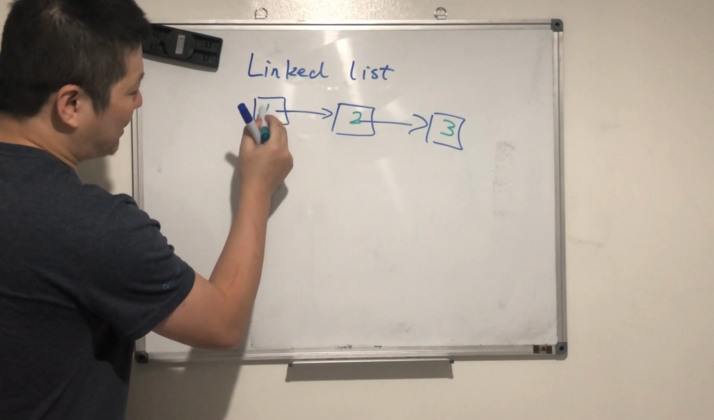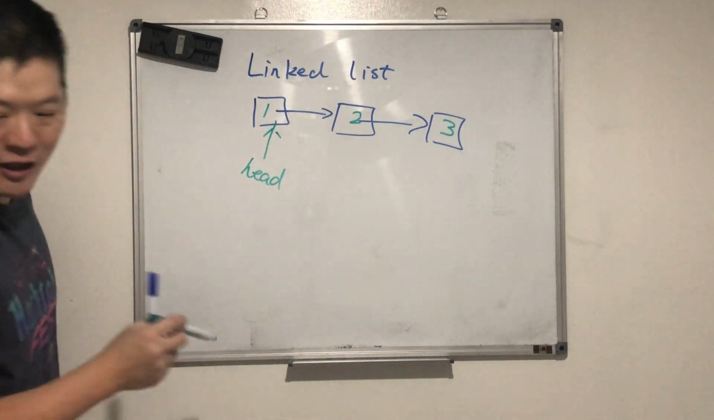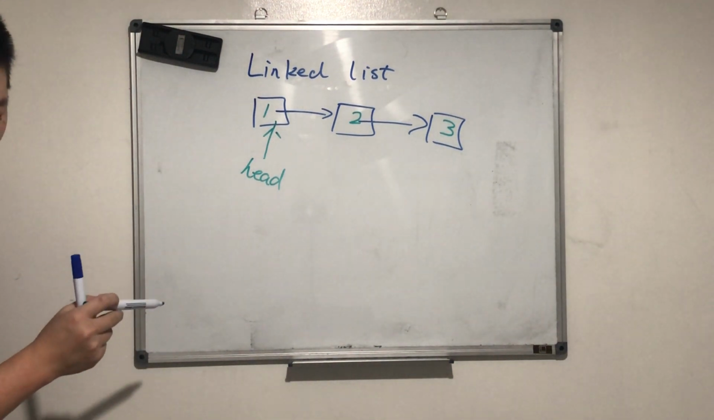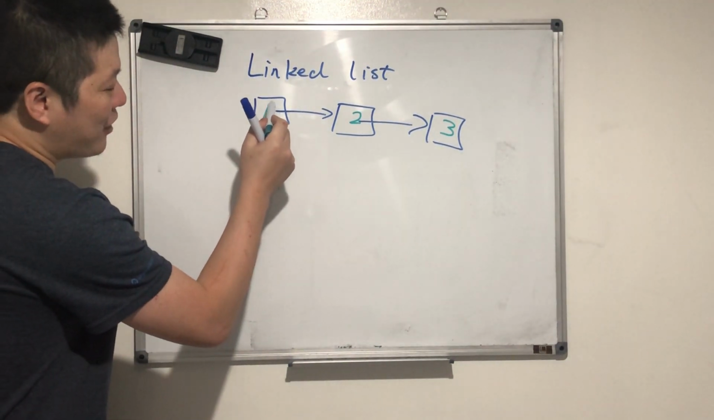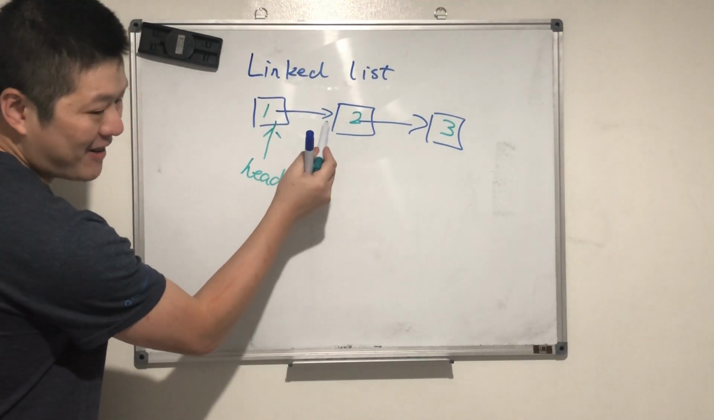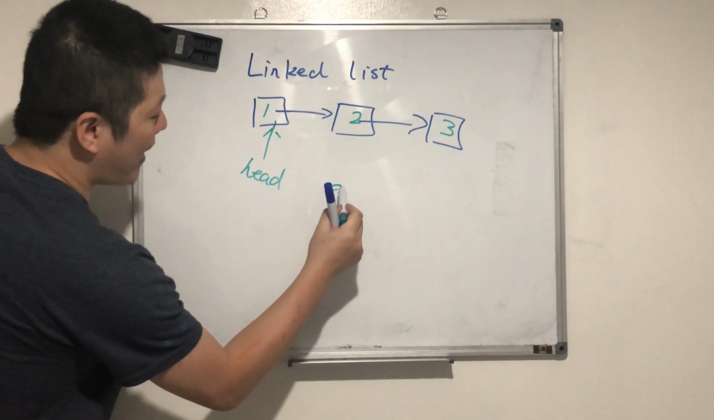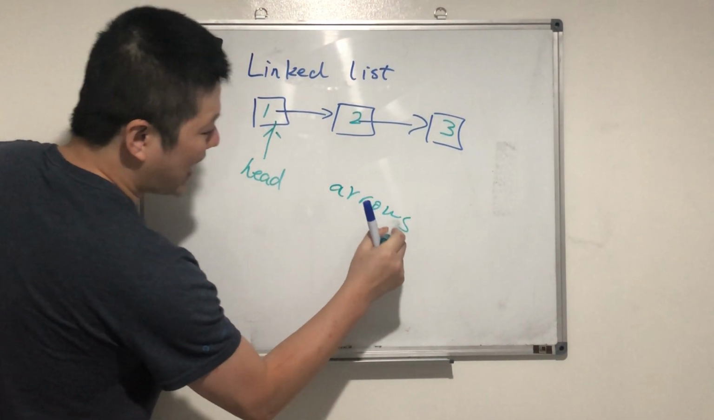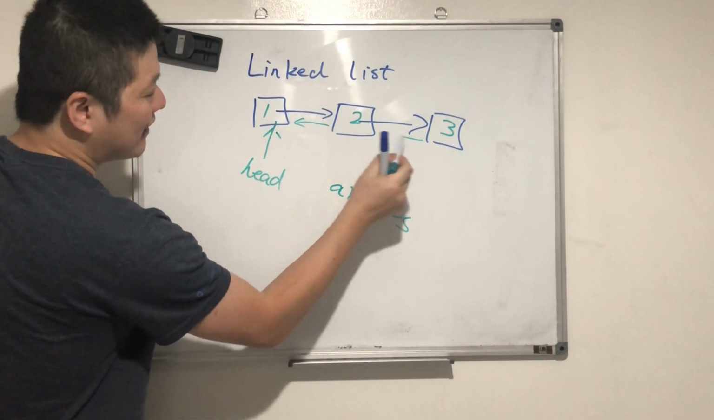But it's not just changing the values. You are not allowed to change the values, right? 3, 2, 1. You need to change the arrows, the links. Yeah, you can change it this way.